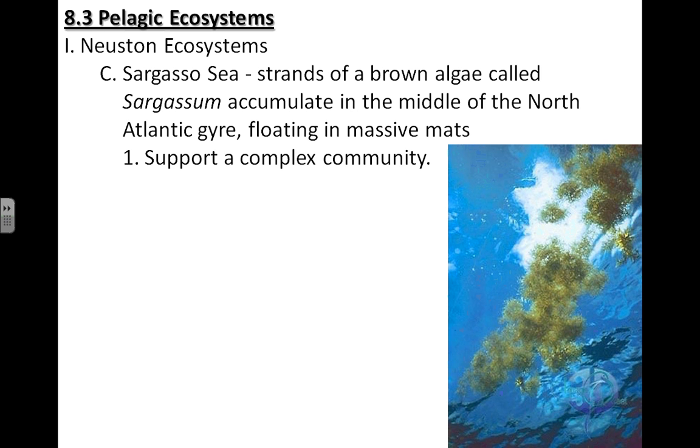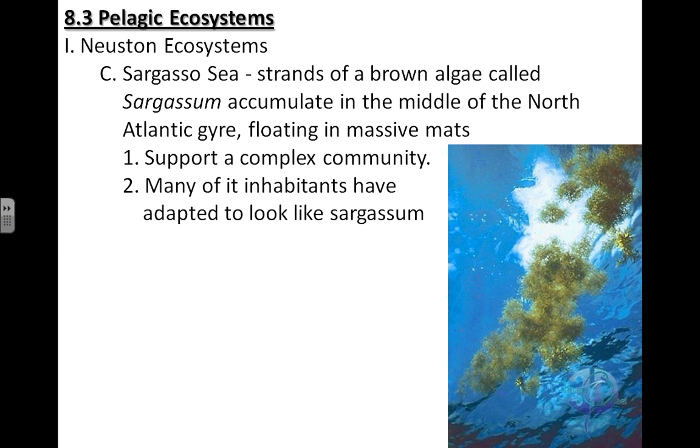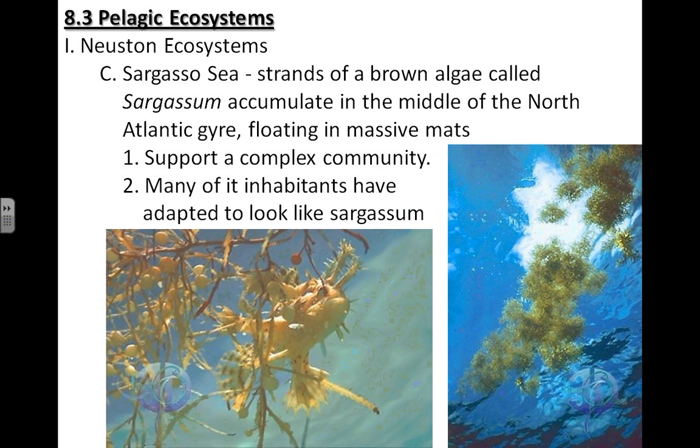Now, it's an important seaweed because it supports a complex community, and in fact many of its inhabitants have adapted to look just like sargassum, like this sargassum fish that you see here. Notice he blends in very nicely with the sargassum. This is why I always tell students, whenever you see some of this brown seaweed washing in with the waves, go up to it, pick it up, because you'll find all sorts of stuff. You'll find sargassum fish, you'll find seahorses, and little crabs and all sorts of things that are very nicely adapted to live within this type of seaweed.